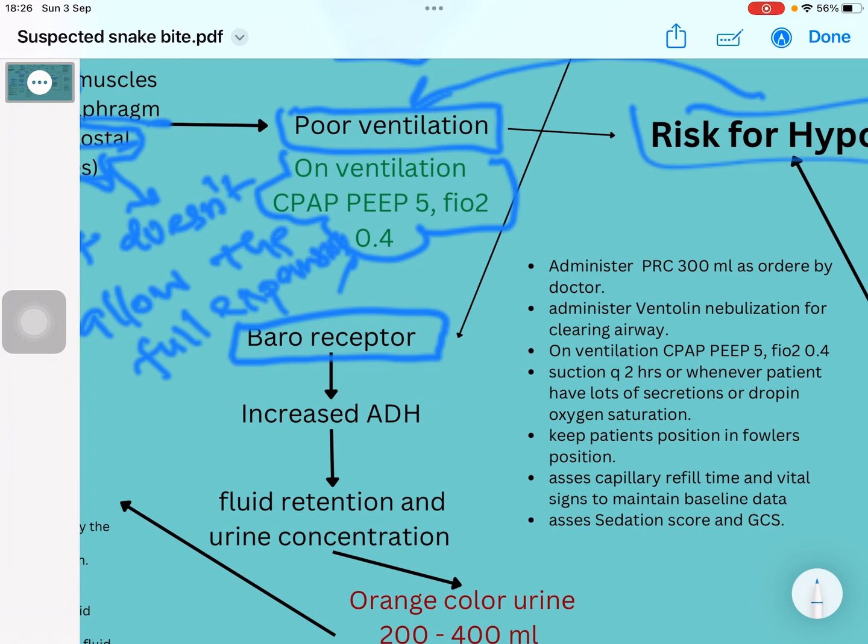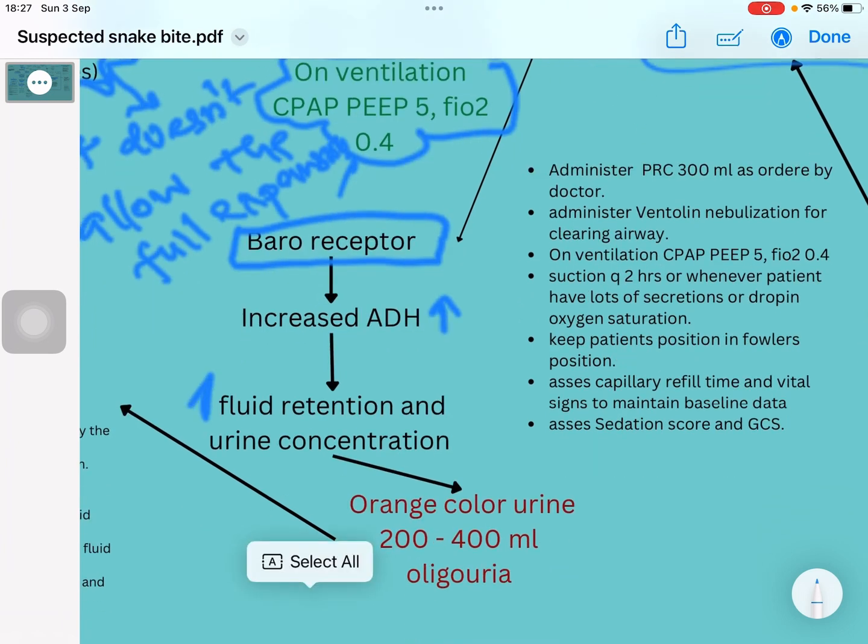ADH is antidiuretic hormone. The function of ADH is to reabsorb water in the body when there is a water deficit in our body. So here, when ADH is increased abnormally, it can cause fluid retention and urine concentration. Due to the increased ADH, we have fluid retention in our body. At the same time, the urine is concentrated because it doesn't have enough fluid, so the concentration of urine is high.